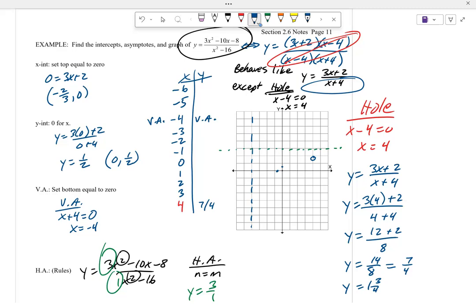And I could graph a bunch of points, you guys, but this is what you're going to see. It's got that hole right there. And I'd throw in some other points, like, let's at least throw in -5. 3 times -5 plus 2 over -5 plus 4. I got -13 over -1, so I got +13. So -5 is way up here, +13. I could plug some other points in, but this is what you're going to see on that other side. Note that hole, because those factors cancel.